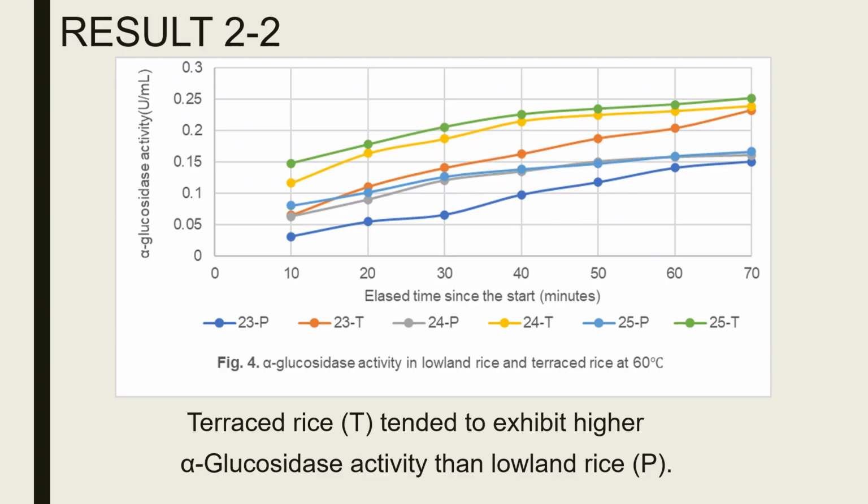Rice harvested in 2023 tended to exhibit slightly lower alpha-glucosidase activity overall. For all production years, terraced rice, T, consistently exhibited higher alpha-glucosidase activity than lowland rice, P. The effects of both production year and cultivation condition became more pronounced at 60 degrees Celsius.